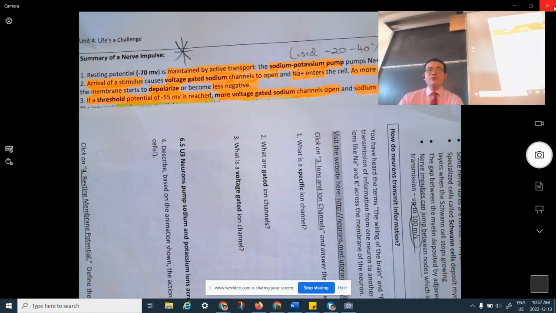By the way, which fuel does the brain use predominantly? I talked about it back in unit 1. Yes, ATP. But what does the brain use to get the ATP? It mainly uses glucose.